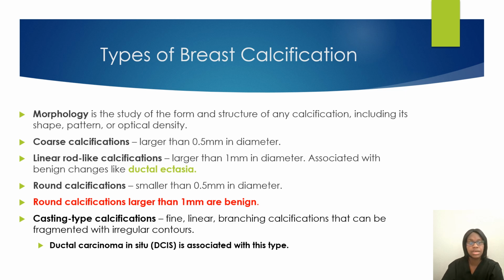You also have your round calcifications smaller than 0.5 millimeter in diameter. Your round calcifications larger than 1 millimeter are benign. Your casting type calcifications are fine linear branched calcifications that can be fragmented with irregular contours. DCIS is associated with the casting type of calcifications.